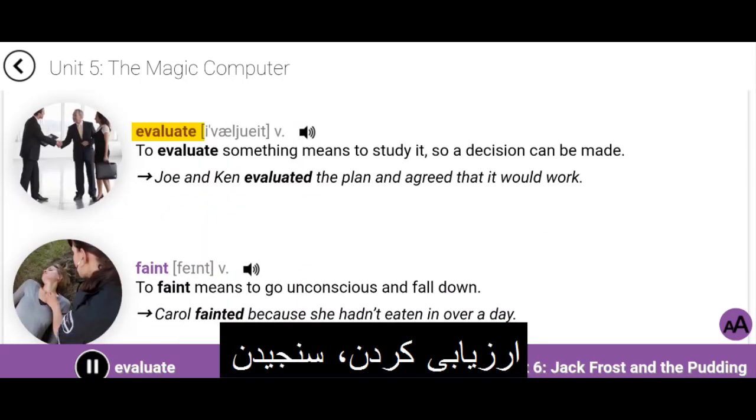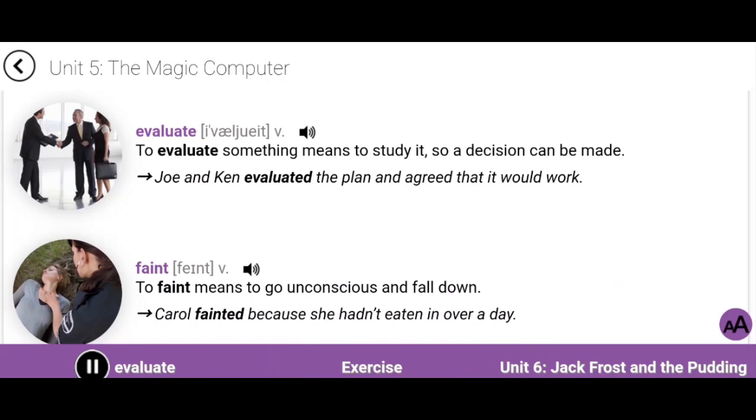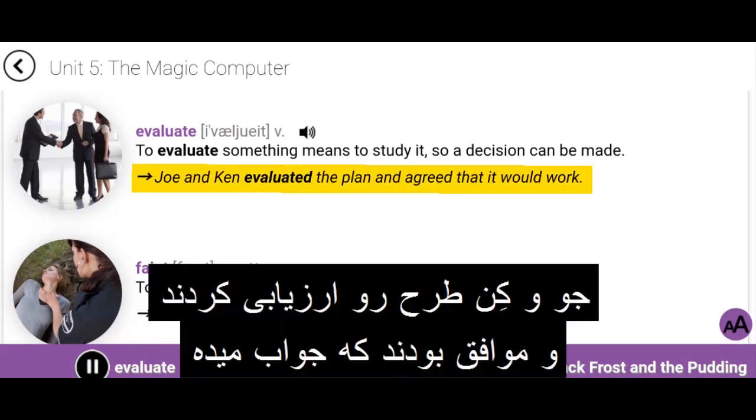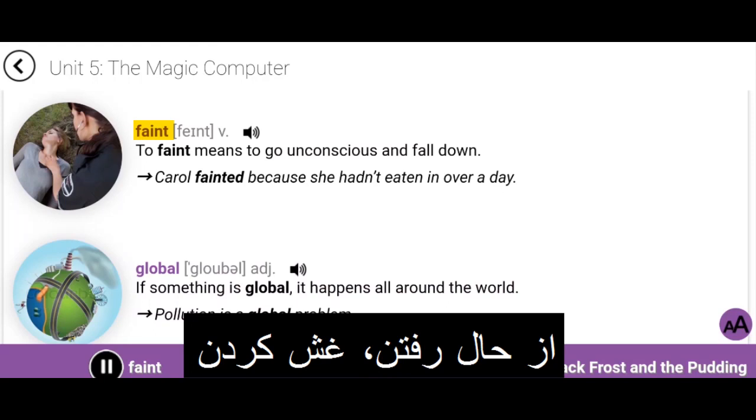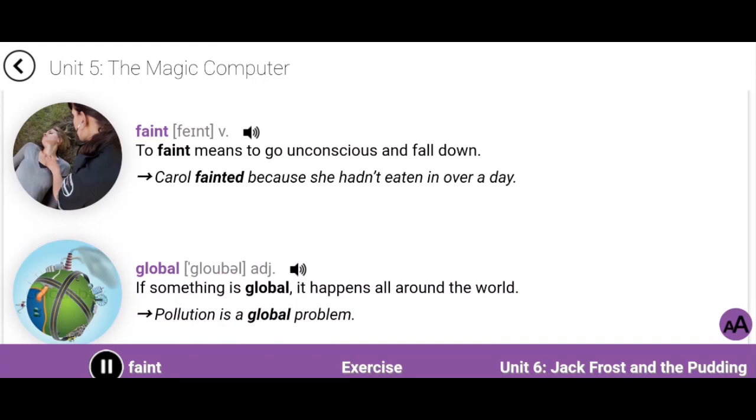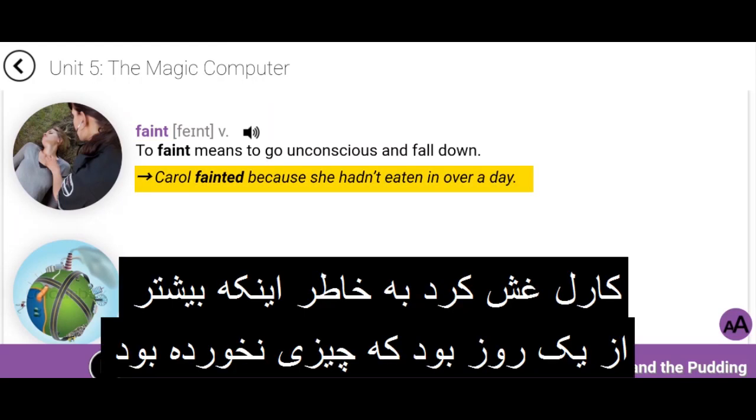Evaluate. To evaluate something means to study it so a decision can be made. Joe and Ken evaluated the plan and agreed that it would work. Faint. To faint means to go unconscious and fall down. Carol fainted because she hadn't eaten in over a day.